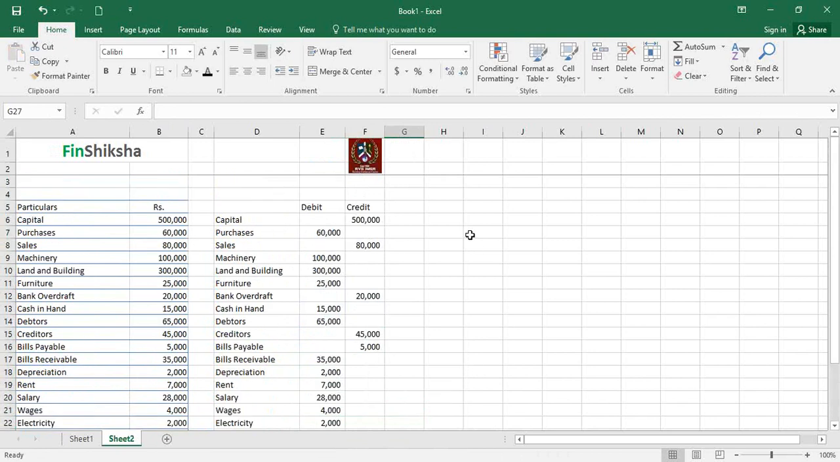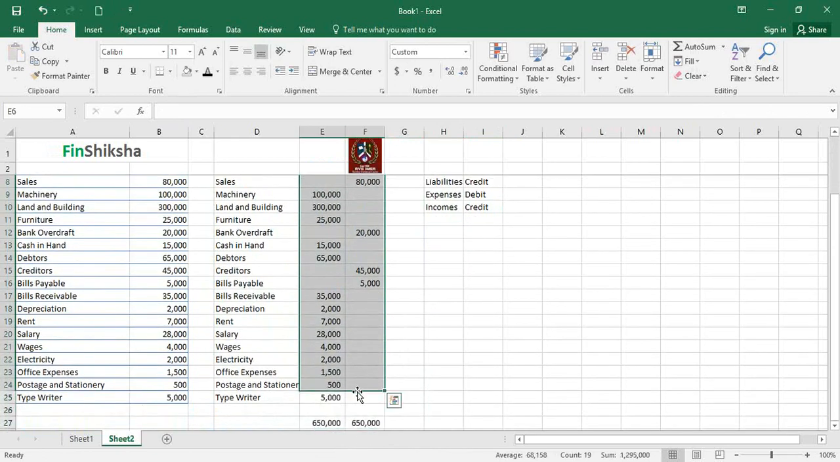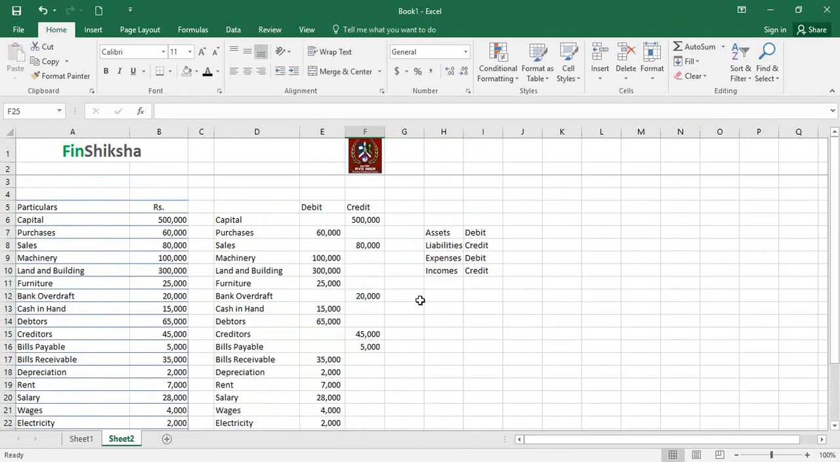So all we need to remember in this entire discussion is assets, debit, liabilities, credit, expenses, debit, incomes, credit. That's all that we need to remember. Once we put all these headers in, we will automatically arrive at a correct trial balance, right? So that's an example that we wanted to do, a short one on trial balance. If you get any such problem, just keep this rule card in your mind.